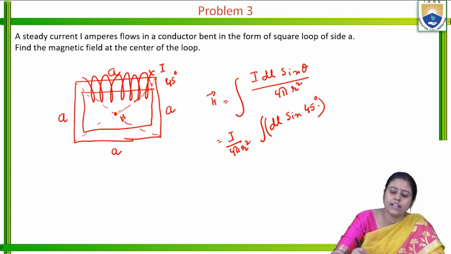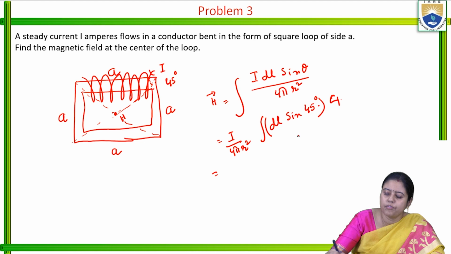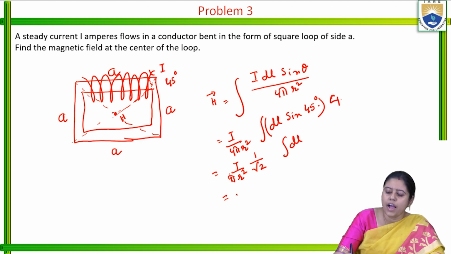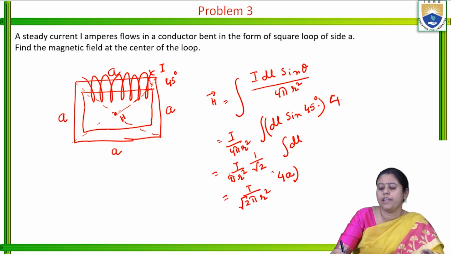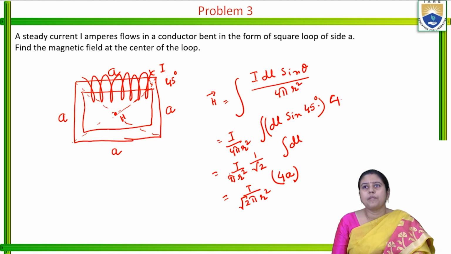We can calculate either for 2 or other for 4. So 4 cancels out. I by pi r square dl sin 45 degrees is nothing but 1 by root 2 and integration of dl. So I by root 2 pi r square dl, where dl is equal to 4 into a. So if we calculate this, we can get the value of the H.